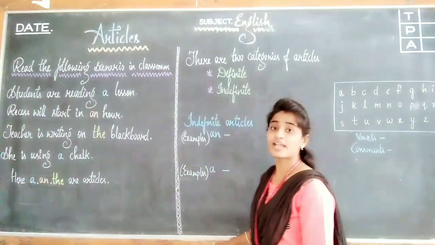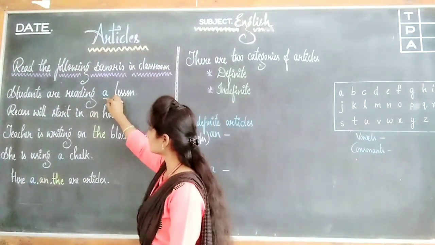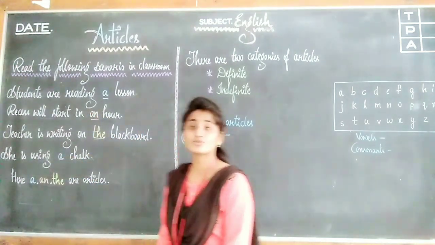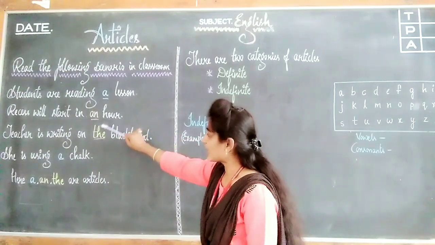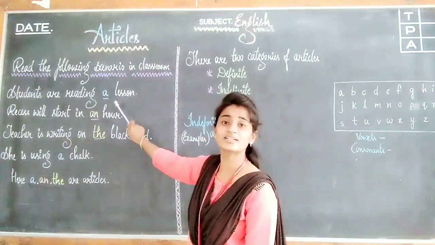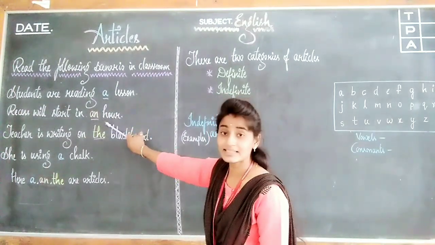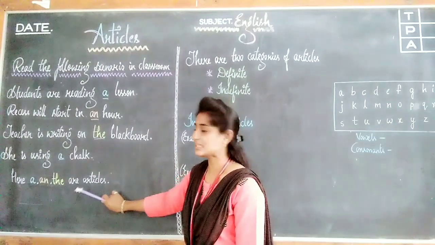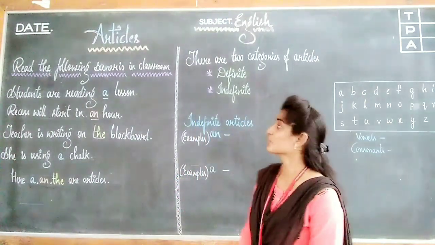So here we have used a, an, the, again an. So these are called articles. What have they used in here? A and the. So here a and the are the articles.